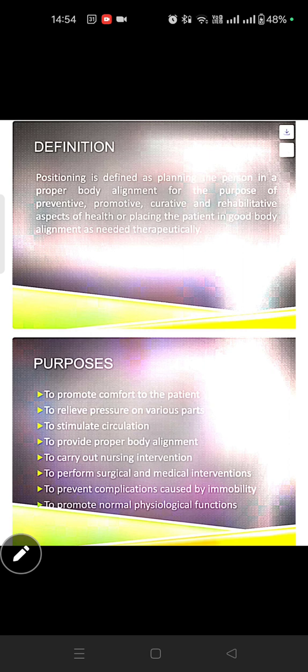So what are the purposes we have? Promote comfort for the patient, relieve pressure on various spots, stimulate proper circulation, maintain proper body alignment, support nursing and surgical or medical interventions, prevent complications of immobility, and support physiological function.